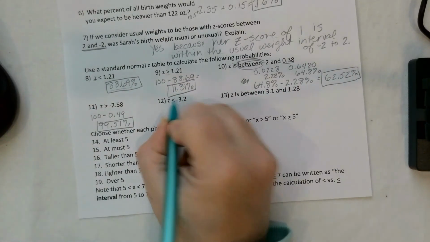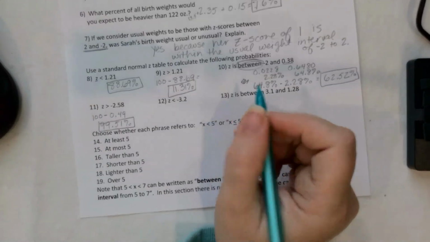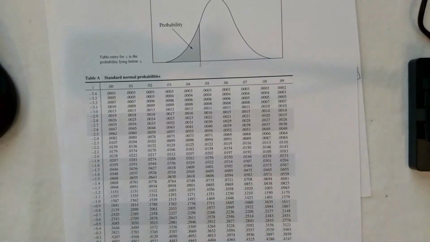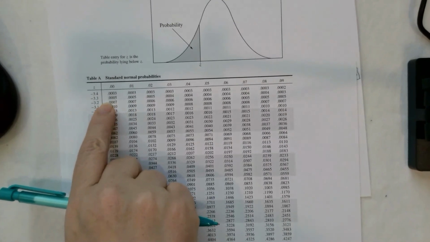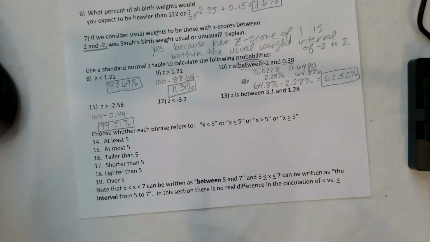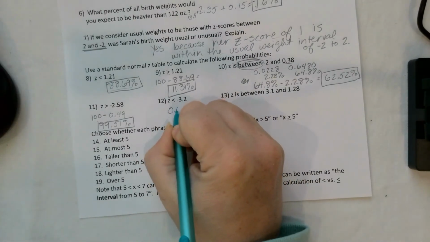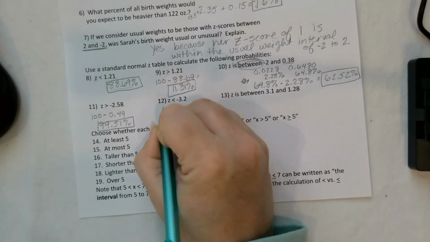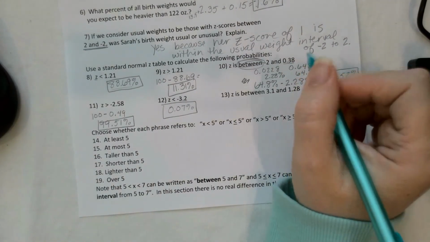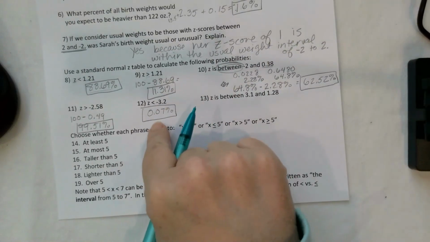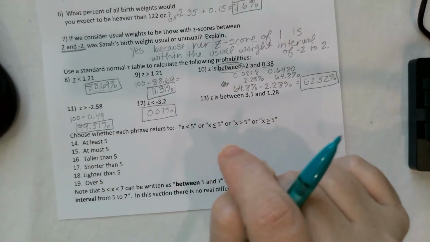Okay, less than, I like the less than ones because they're straight off the chart. -3.2, so that's, move my decimal 2 places, 0.07%. It's an even smaller percent. Okay. All right, again, I don't subtract when it's less than, I do subtract from 100 when it's greater than.